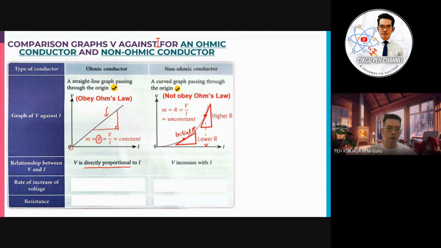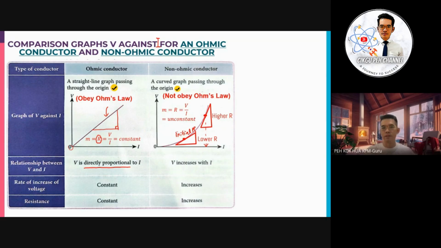Now the next comparison is the rate of increase of the voltage. From the graph, you can see the gradient is constant for the ohmic conductor, while for the non-ohmic conductor it increases. You can see the gradients shown by these two triangles. A higher I shows higher resistance. So the resistance of the ohmic conductor is constant, while for the non-ohmic conductor, the resistance increases when the current increases.